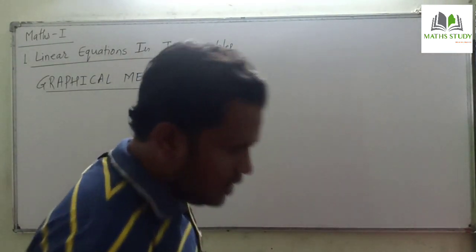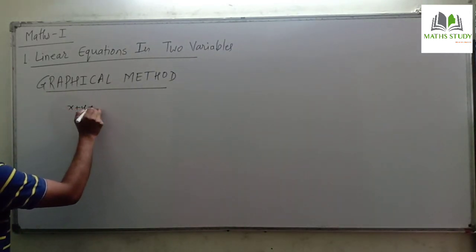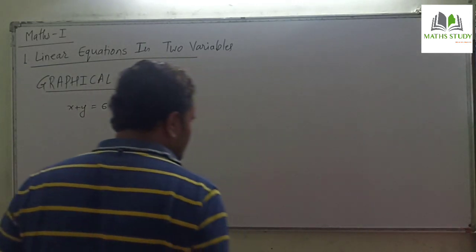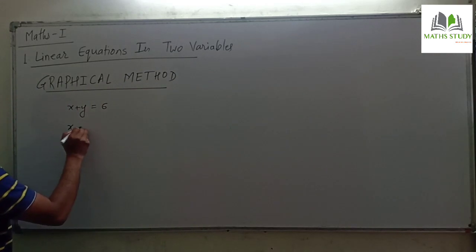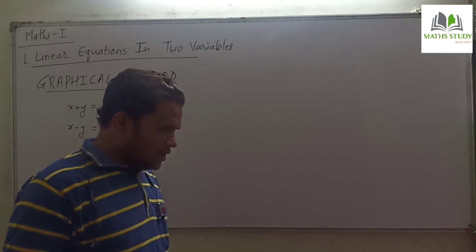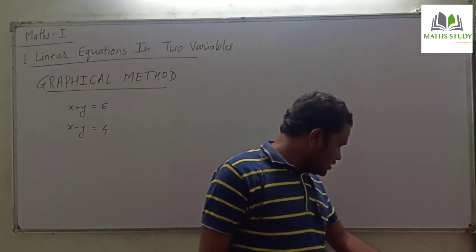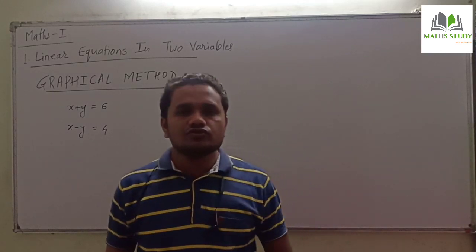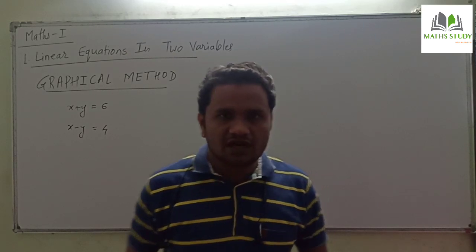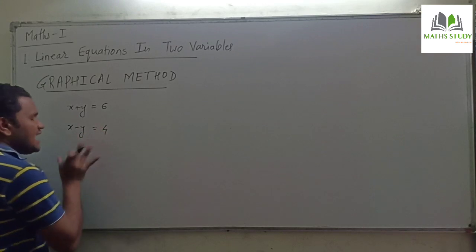Okay, we'll take a question. x plus y is equal to 6, and we'll take one more equation, x minus y is equal to 4. Now, if we see this type of question in the previous exercise, what are we going to do? If we have to solve the same question by the previous method, our process would be like this. We will add these equations.